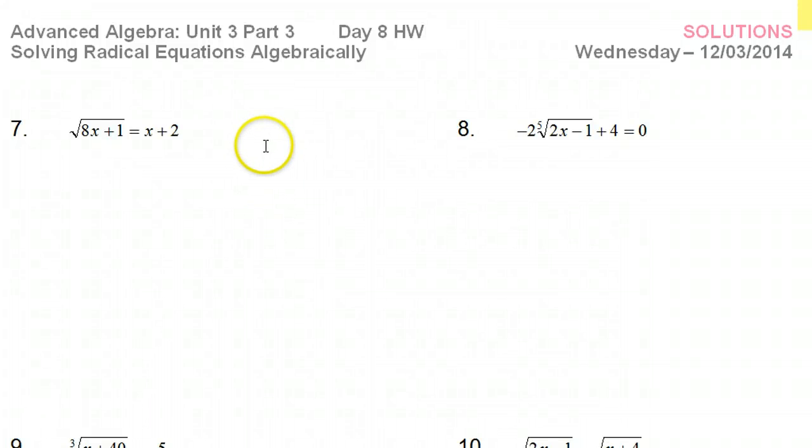Alright, this is part 2 of our lesson on solving radical equations algebraically. Some of these problems will be a little bit more challenging than the ones that we've done before, so watch out for that.